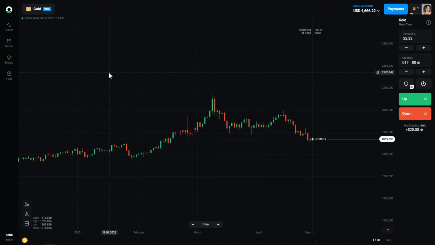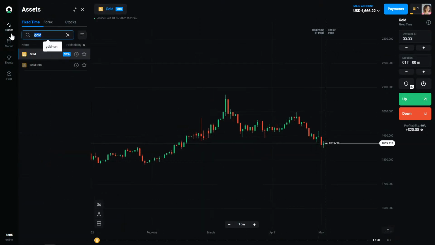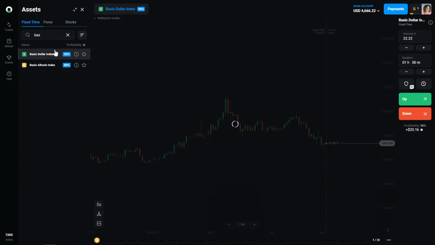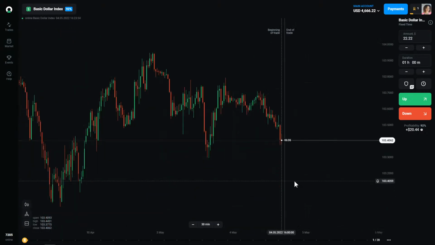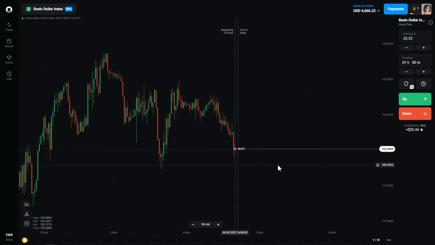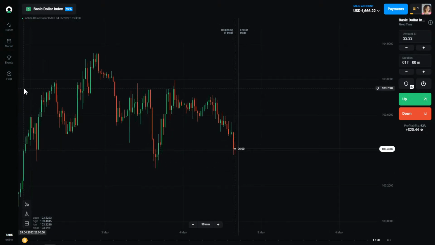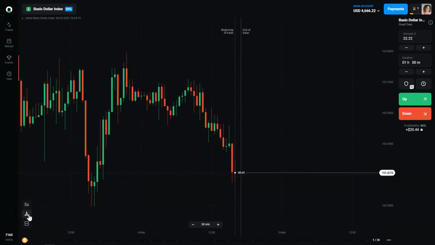So Olymp Trade win tricks, I'm going to go ahead and check that out. I think 30 minutes is not bad. Basic dollar index, 30-minute time frame. Okay, so this is an example, I guess. So would you start at the Fibonacci level here and drag it down, or would you start it here and drag it down? It should not break the 61.8% level during the movement of the trend. Okay, so here I would apply it right here.